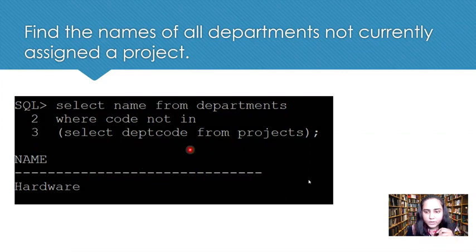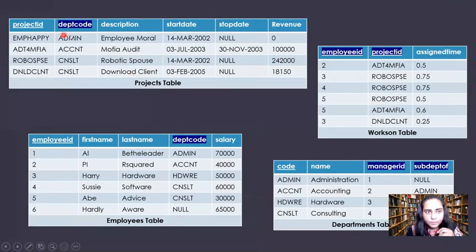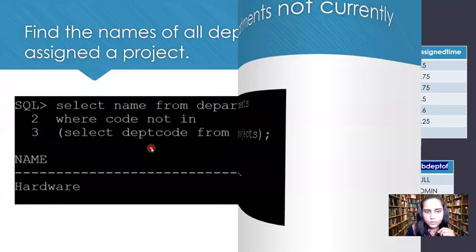Now the innermost query is simply going to bring you the dept codes of all the codes available in the projects table. So this is the projects table right here. And in the projects table, we have the department codes of three different departments because the NSLT is repeating. So there are three departments occurring here. And in the departments table, there are four different departments. So we know that one of these is not present here in the projects table. So that would be the department that is not assigned any project. And that's why first we are fetching all these dept codes and then using the NOT IN keyword.